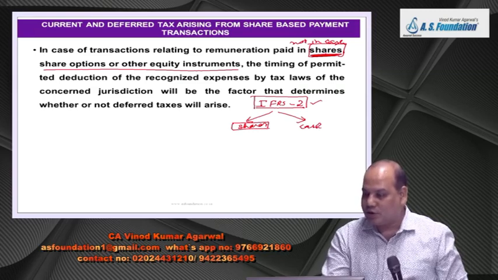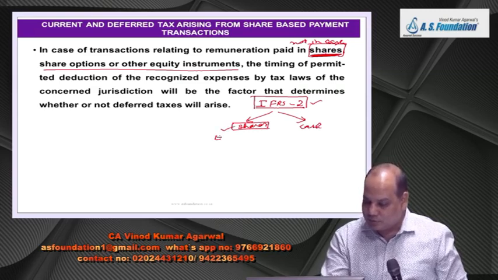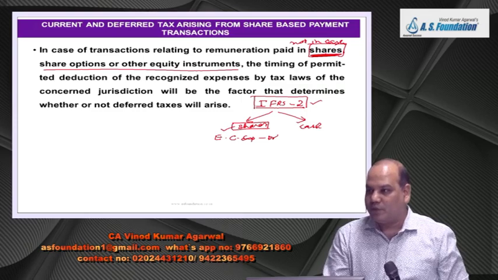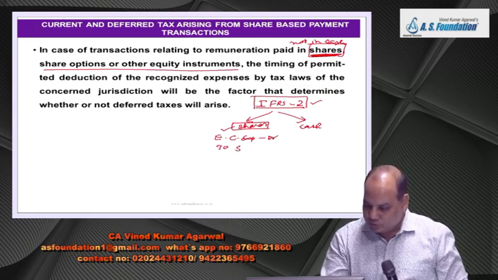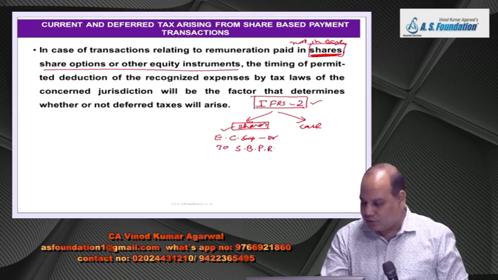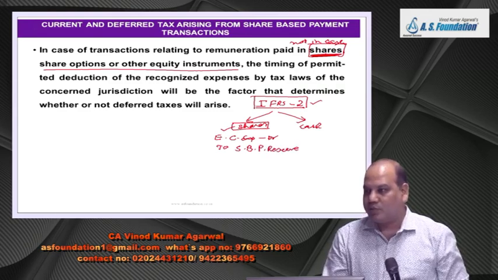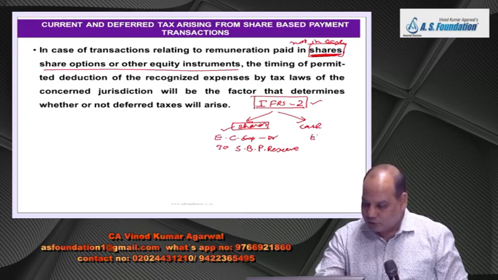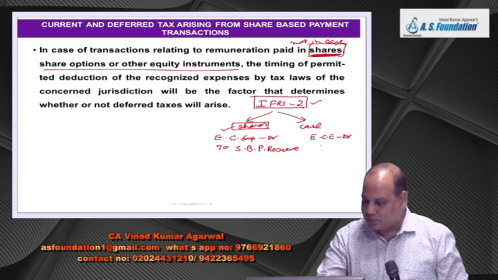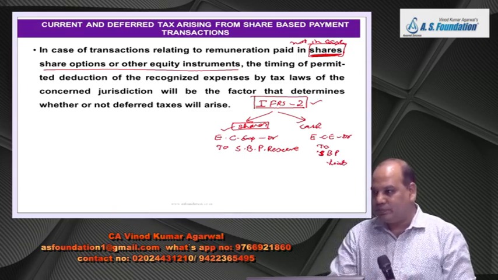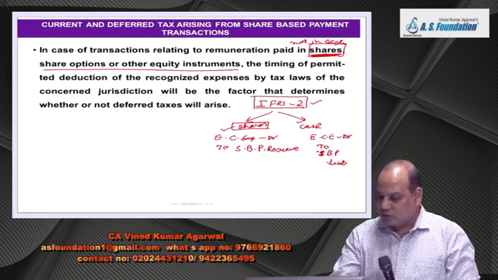So the entry in case of share-based payment plans which are settled in shares: employee compensation expense account debit, to share-based payment reserve. In case of cash, employee compensation expense account debit, to share-based payment liability. Is it understandable? What is reserve? Is it an asset or a liability?